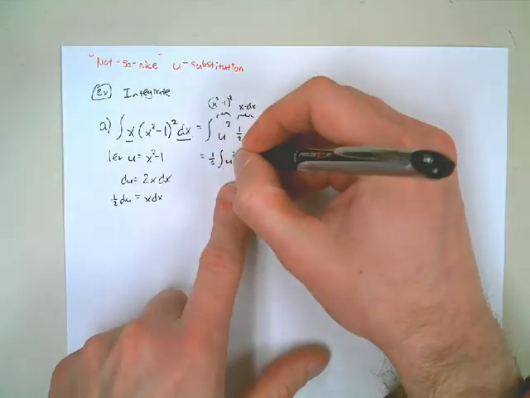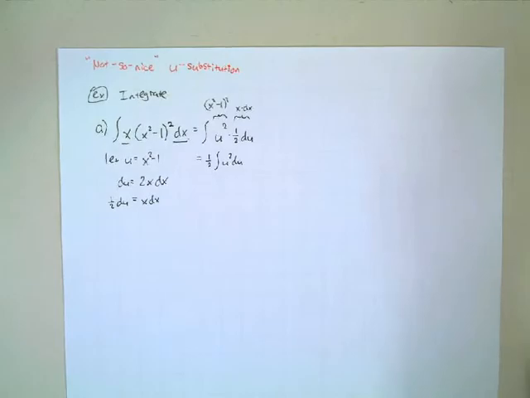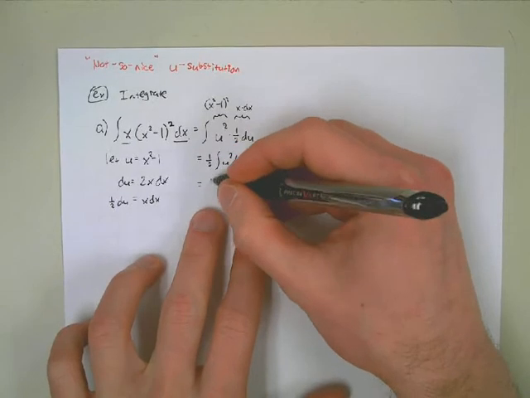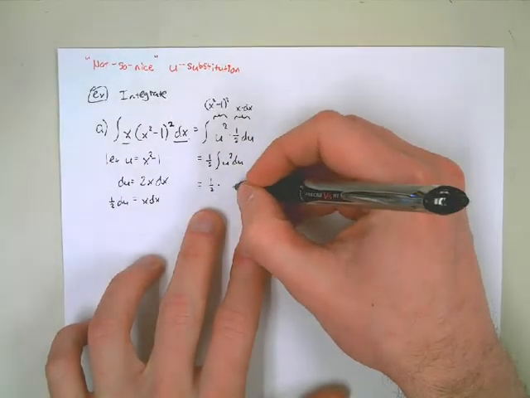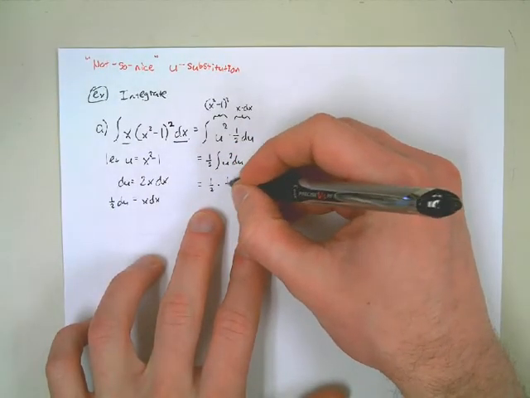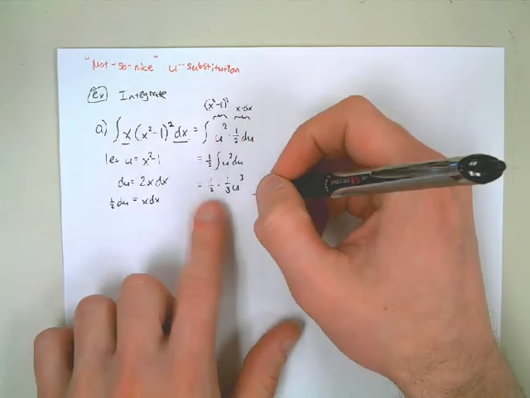That's it. Okay, and now we can integrate that, no problem, right? What's the integral of u squared? 1/3 u cubed. Don't forget there's the 1/2 right out front. There's this 1/2 times 1/3 u cubed plus c.